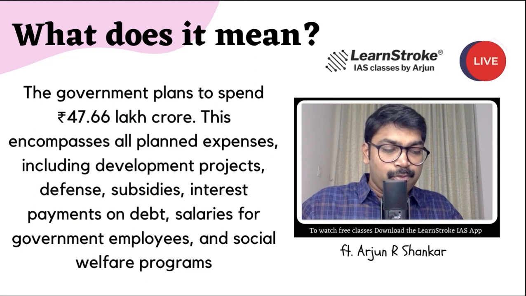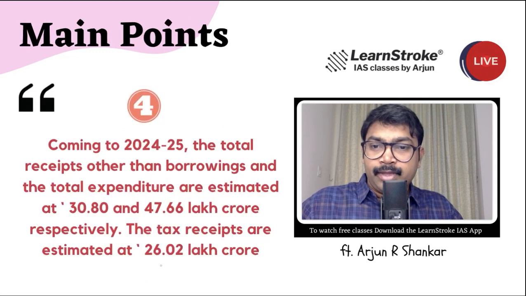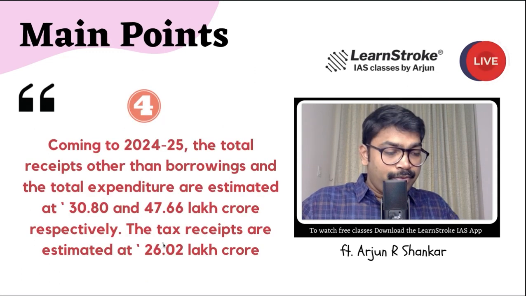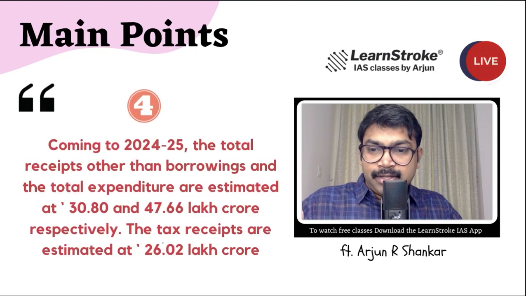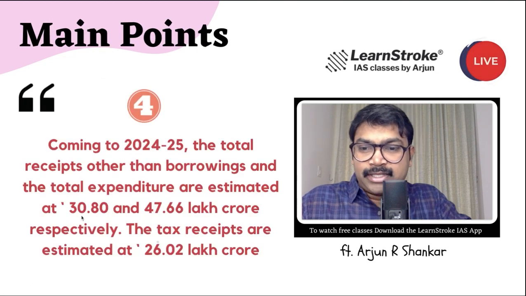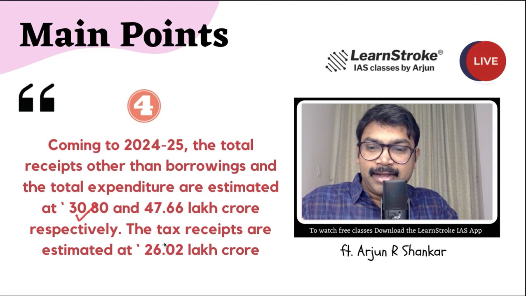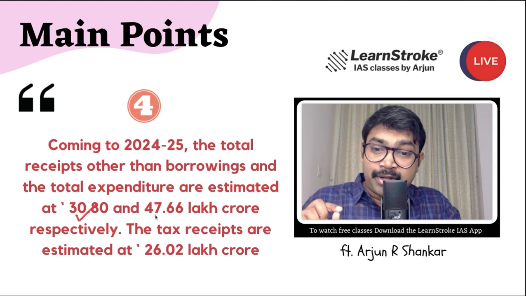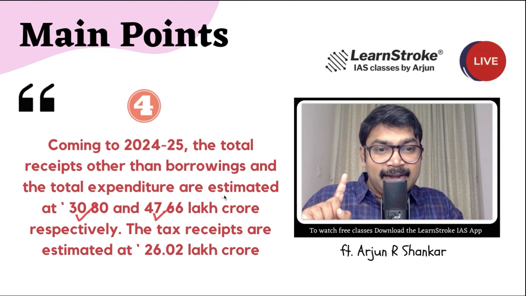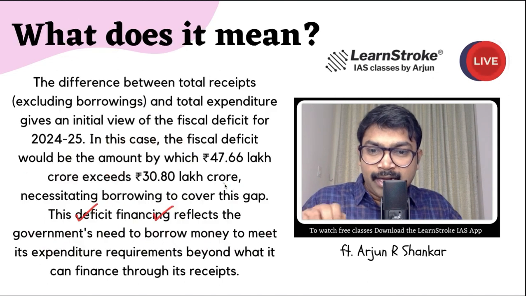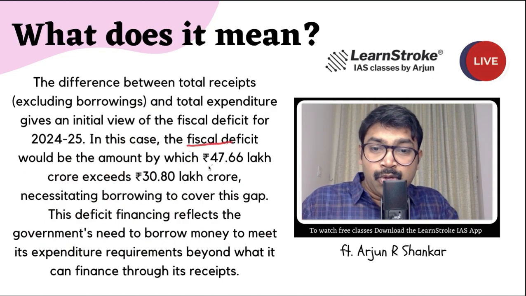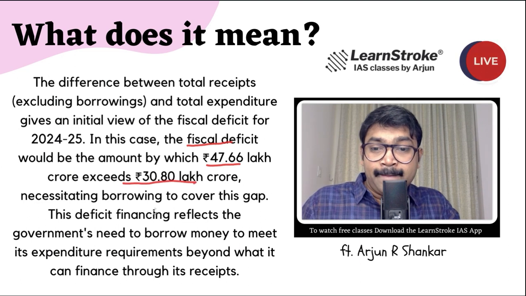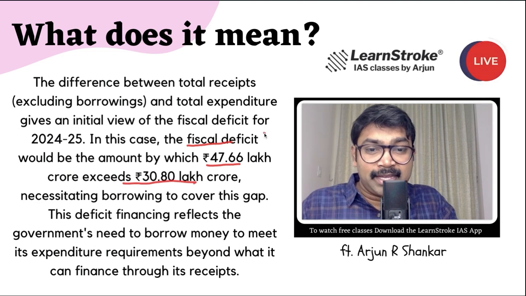Let's move on to the next important thing. The next point, again, is that you can just calculate this difference. 30.8 is definitely the income that we are getting, and 47.66 is the expenditure. So what is the deficit? You can clearly calculate the deficit. In this case, the fiscal deficit would amount to 47.66 lakh crore exceeding 30.8 lakh crore. So definitely there is a gap.